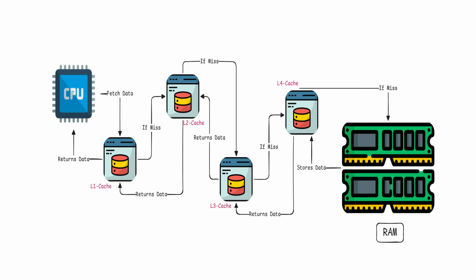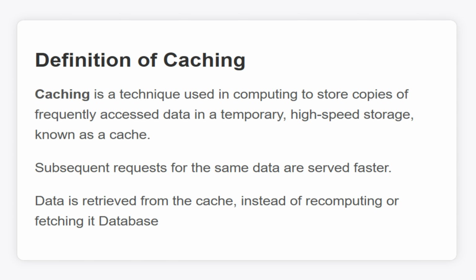Let us just see the formal definition of caching. Caching is a technique used in computing to store copies of frequently accessed data in a temporary but high-speed storage known as cache. This allows subsequent requests for the same data to be served faster because in that case, data will be retrieved from the cache instead of recomputing or fetching it from the slower underlying source such as a database or any remote service.